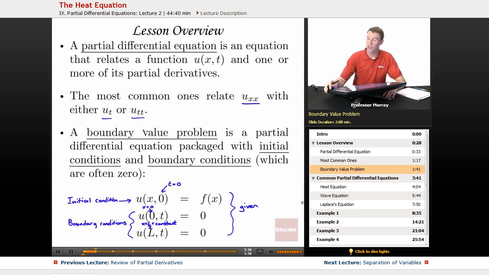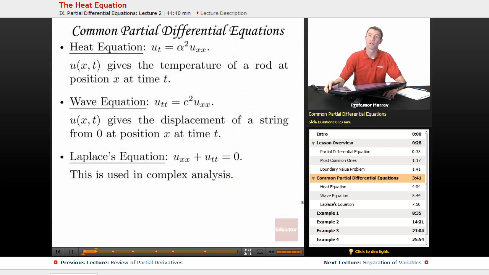So let's introduce the most common partial differential equations. There are three very common ones, known as the heat equation, the wave equation, and Laplace's equation. Each one takes quite a long time to really study and solve, so you end up studying these same equations over and over again. Once you learn each one, then you really have a good grip of partial differential equations.